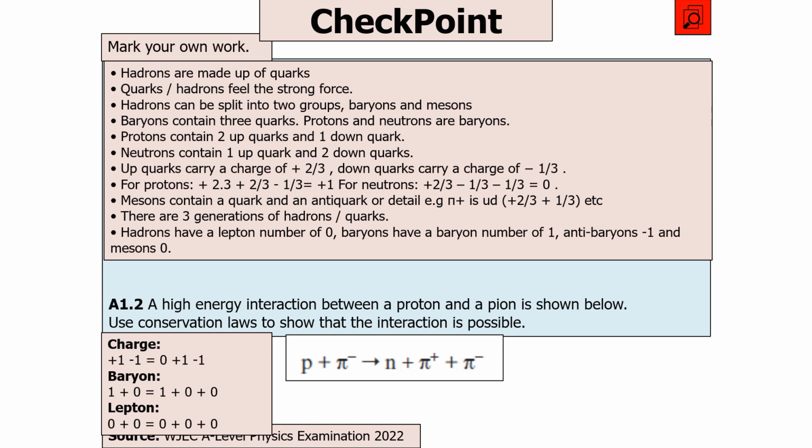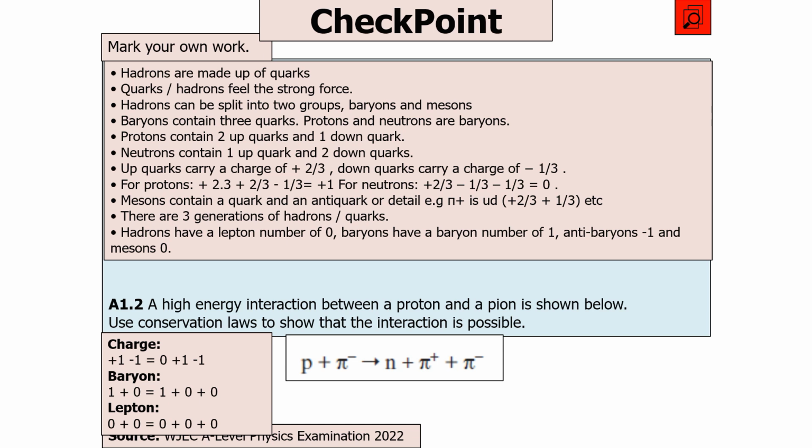Now in this next one, you've got to show your conservation laws. So you can see that the charge before is +1 and -1, so it's 0 overall, and then afterwards it's 0 +1 -1, so therefore it's 0 afterwards. That is possible. The baryon number before is 1 + 0. Then afterwards it's 1 + 0 + 0, so that is conserved. 1 before equals 1 after.